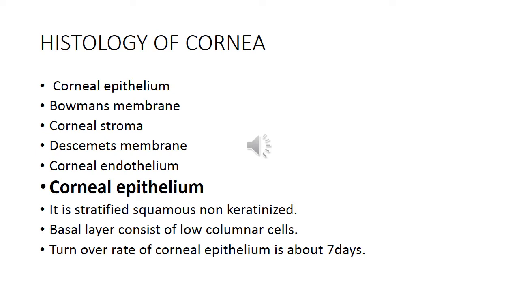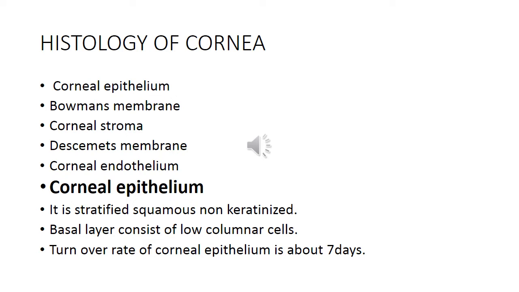Histologically, the cornea consists of the following five layers. Number one is the corneal epithelium, then comes the Bowman's membrane, then the corneal stroma, Descemet's membrane, and corneal endothelium. Now coming over to the corneal epithelium, it is the outermost layer of the cornea, and it is made up of stratified squamous non-keratinized epithelium.